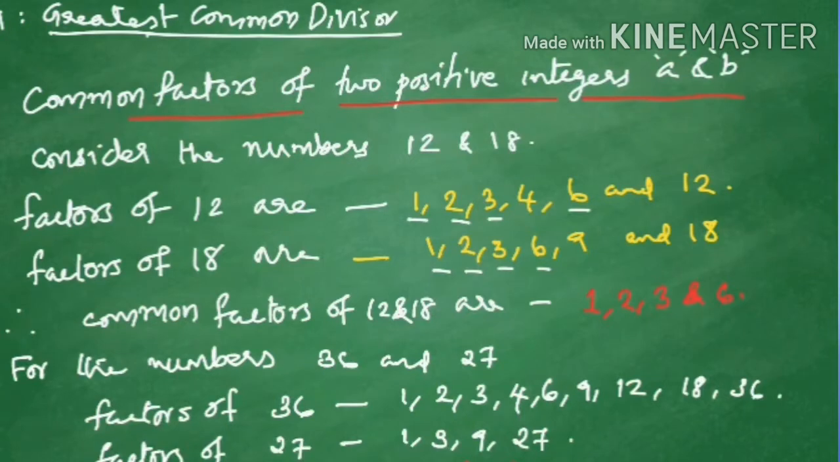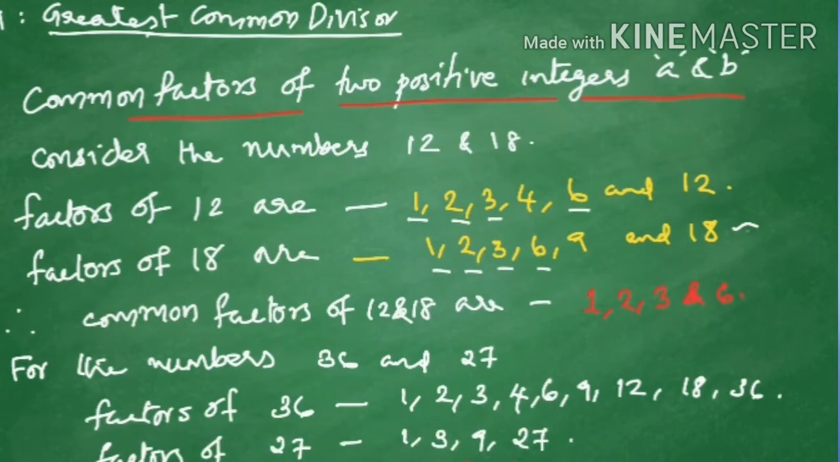The first session of this chapter is greatest common divisor. Before saying anything about greatest common divisor, first we check the common factors or common divisors of two positive integers a and b. First, we consider the two numbers 12 and 18. We know that the factors of 12 are 1, 2, 3, 4, 6 and 12, and the factors of 18 are 1, 2, 3, 6, 9 and 18. From these, they have the common factors 1, 2, 3 and 6.